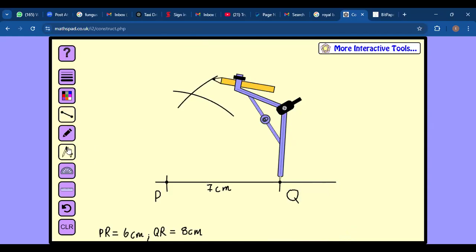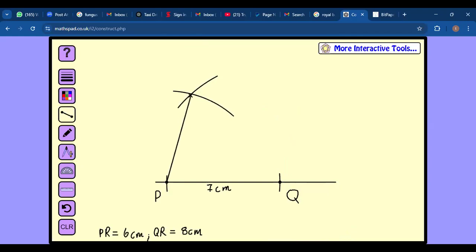Hold on, Mr. Casey. Sorry. For PR, you open up to 6, and then for QR, you open up to 8. Yes, that's correct. I'm opening the compass to 8. Yes, the compass. Okay, thank you.